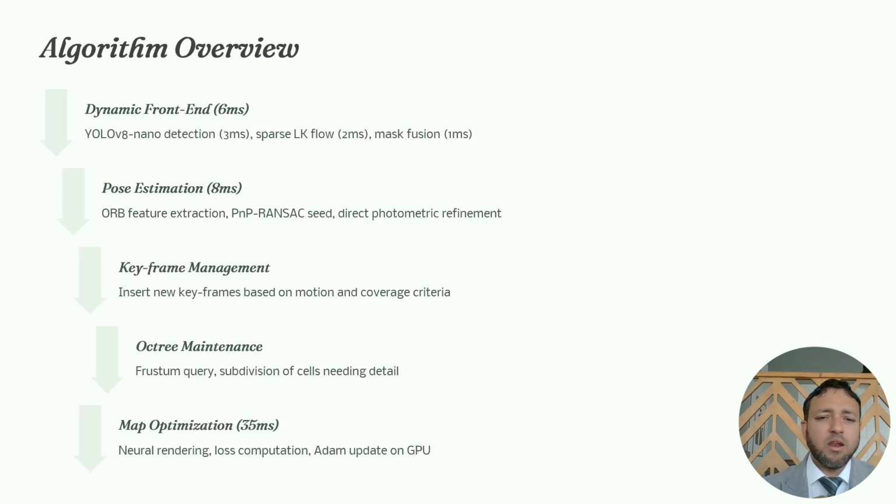Now, in our algorithm, we are using timing per frame: dynamic front end 6 milliseconds for YOLOv8 Nano, 3 milliseconds LK, 2 milliseconds, and something like pose 8 milliseconds, keyframe maintenance is needed, and map optimization of around 35 milliseconds. These pieces together hit the real time targets.